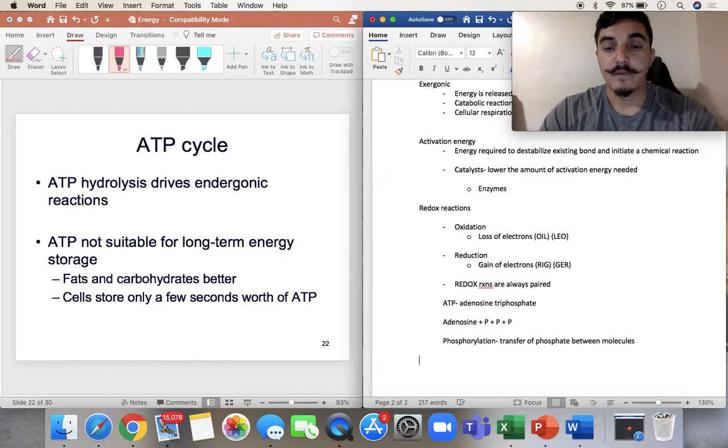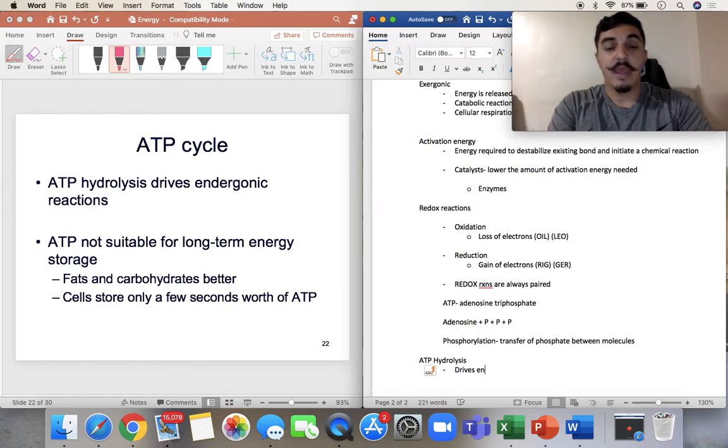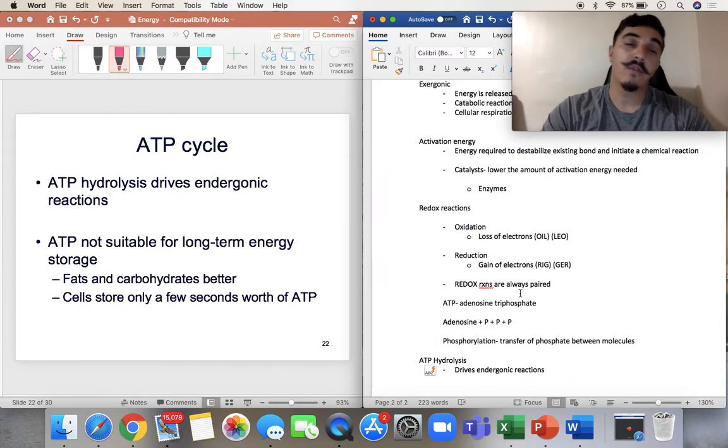Now, we have what's called the ATP hydrolysis. Okay, the ATP hydrolysis, it drives endergonic reactions. Energy enters. So endergonic. So energy enters, and you have ATP hydrolysis that drives those endergonic reactions.